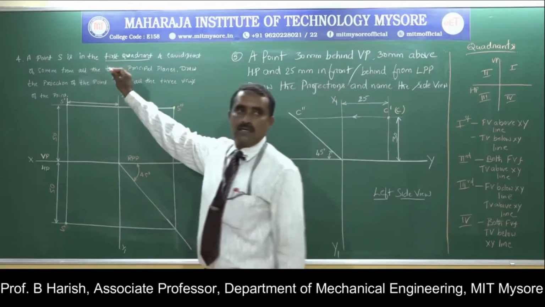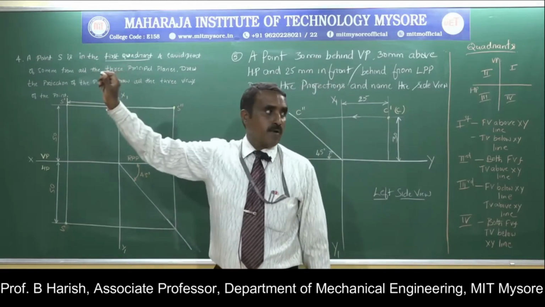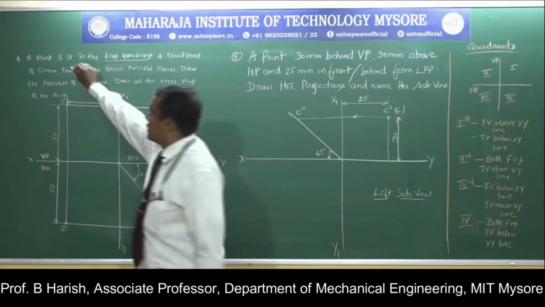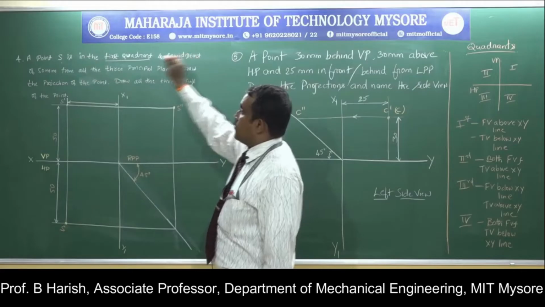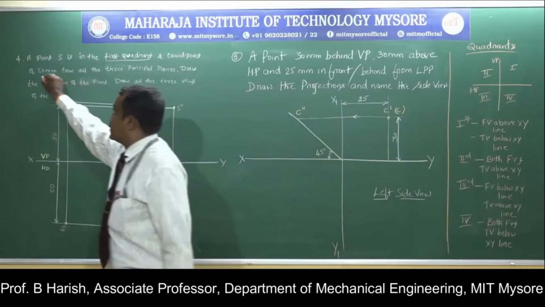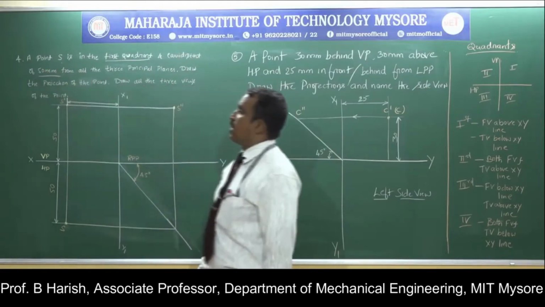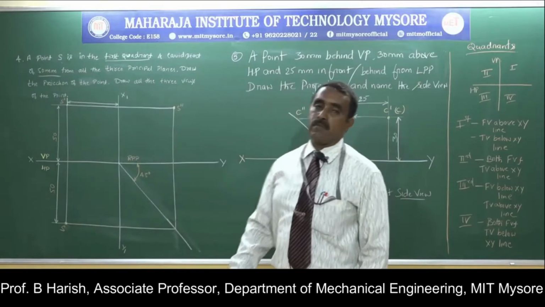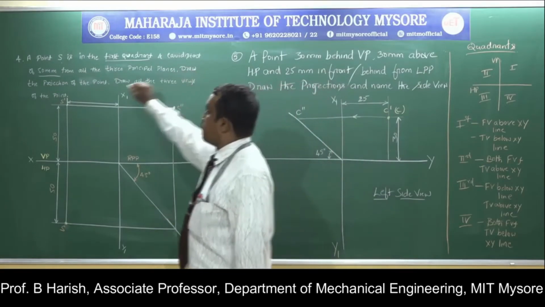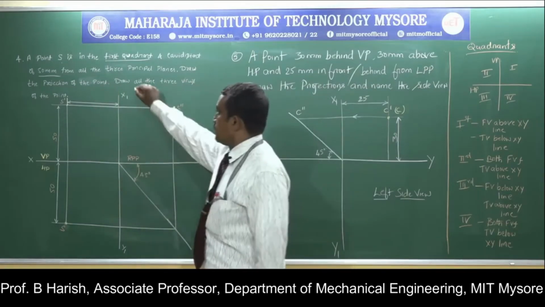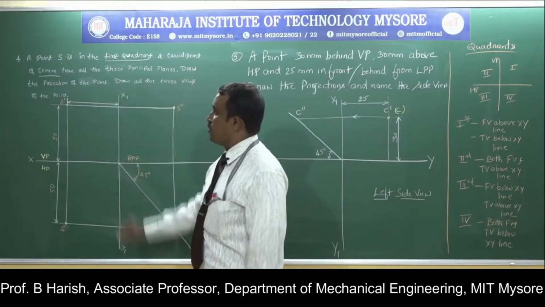Point S. I told you that whenever a point is given in the problem, it will be in capital letters. So point S is in the first quadrant, and equidistant, 50 mm. This is very much important. Equidistant of 50 mm from all the three principal planes. Draw the projections of the point. Draw all the three views of the point.